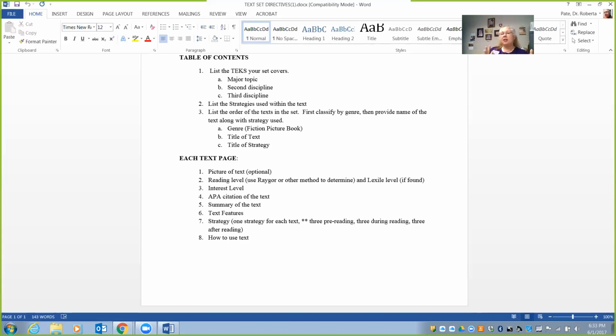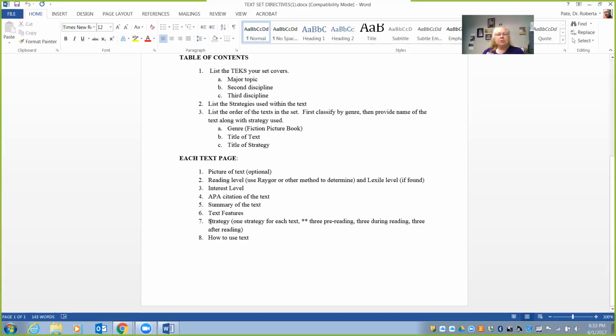But when you look for text features, it could be that it has a glossary. It could have a reference page or an index, table of contents. If it has pictures with captions, if it has graphs, those are all text features. So you want to thumb through the text and find out what kind of text features it has.